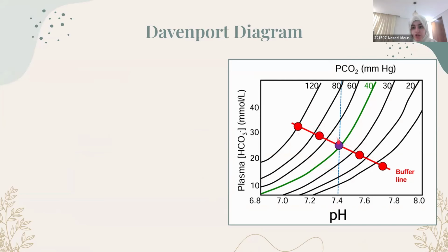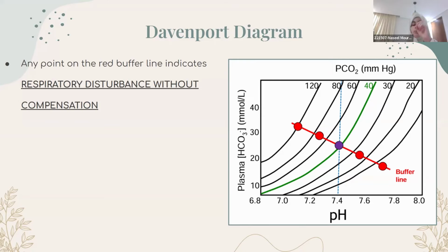So what do you see here? What's changing? The carbon dioxide. So what type of change am I having here? Is it respiratory or metabolic? What do you guys think? It is respiratory. Excellent. Okay, so you're having a respiratory disturbance without compensation because you're still on the buffer line.